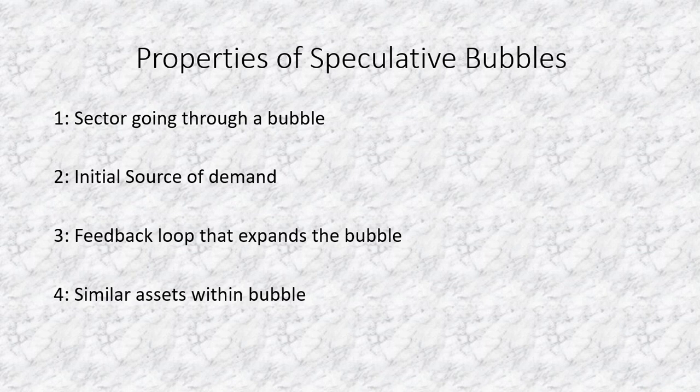And then number 4 is similar assets within the same bubble. So if you have the sector, let's say cryptocurrency, maybe it starts with Bitcoin. Bitcoin hits a new record high. A lot of people buy in. And then let's say Ethereum starts going up, breaks new record highs, or Dogecoin, or Cardano, or a different coin. So there's a bunch of different cryptocurrencies.